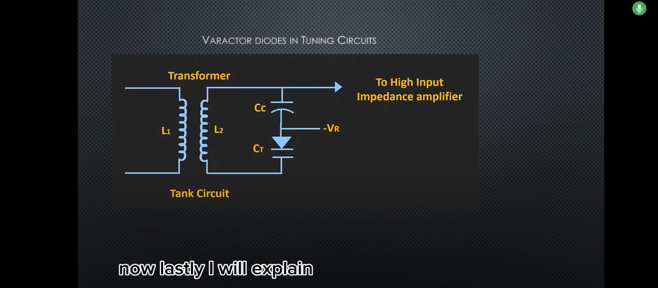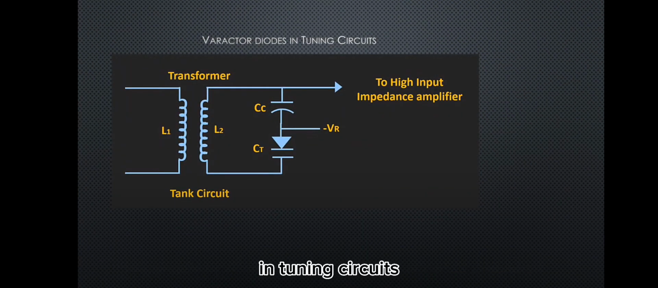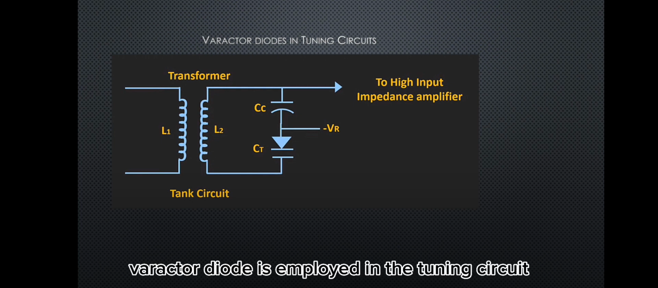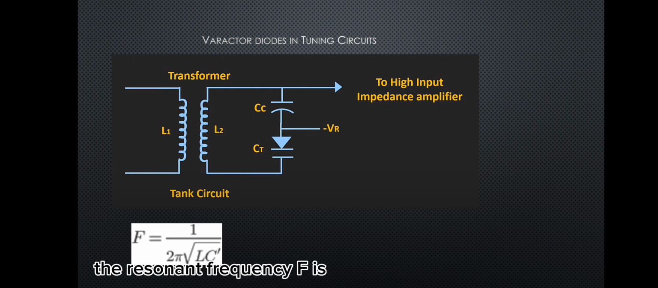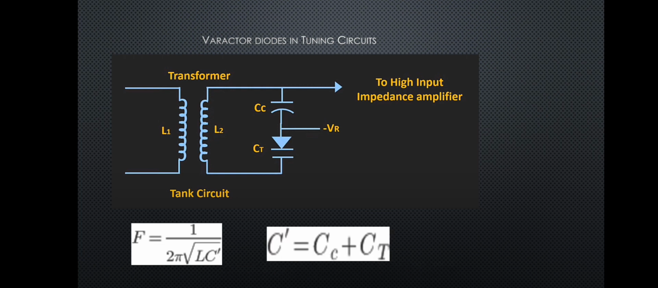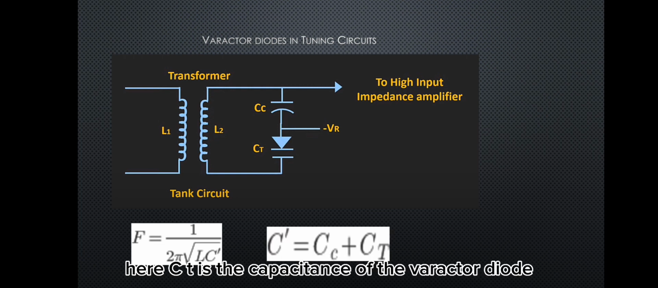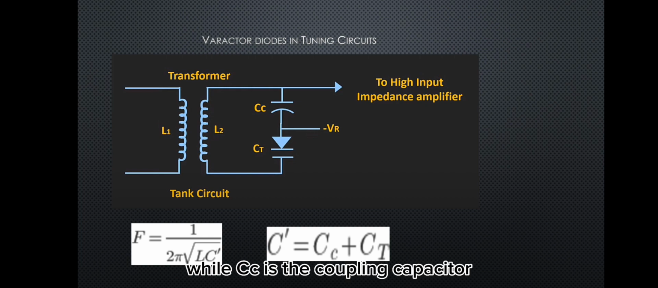Now lastly, I will explain the use of Varactor diodes in tuning circuits. As shown in the figure, here the Varactor diode is employed in the tuning circuit. So for the given tuning circuit, the resonant frequency f is given by 1 divided by 2 pi square root of L C', where C' is C_T plus C_C. So here C_T is the capacitance of the Varactor diode, while C_C is the coupling capacitor.